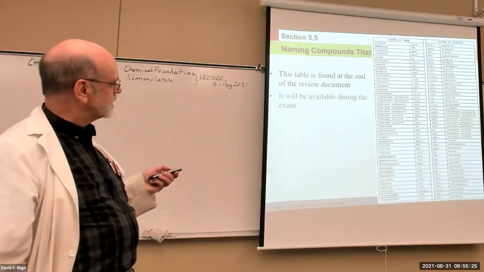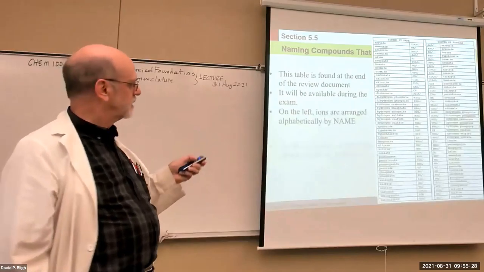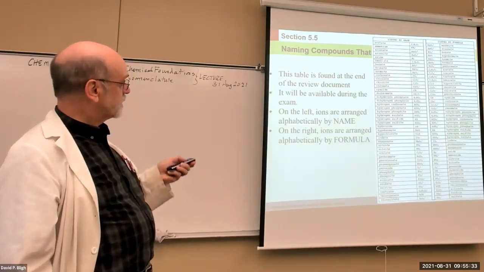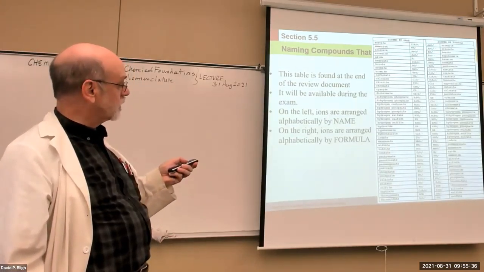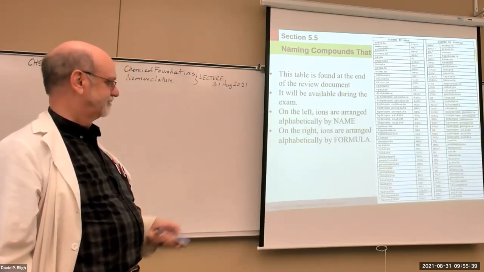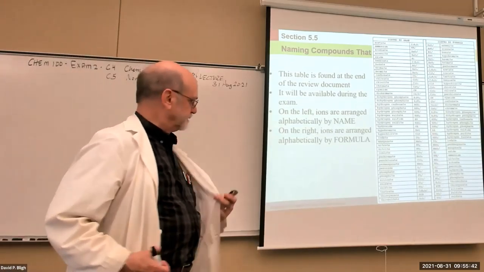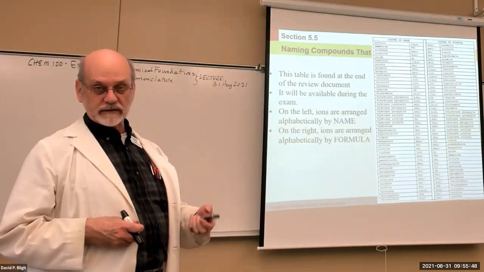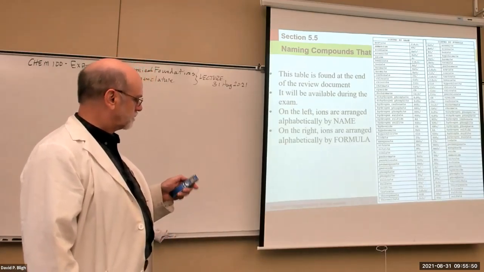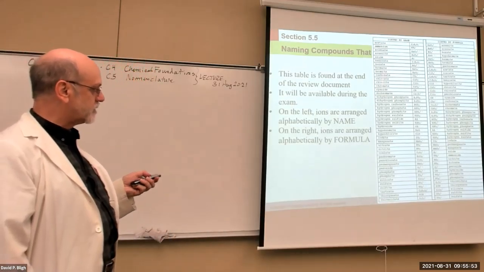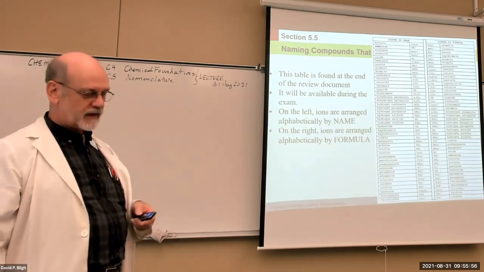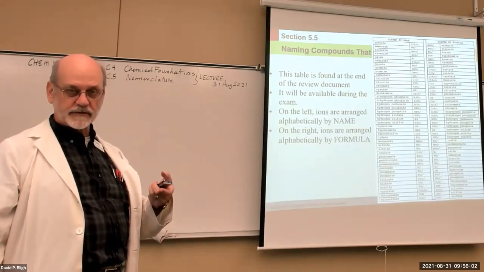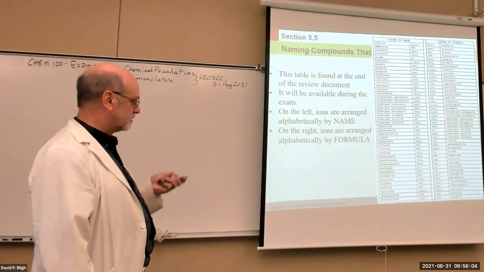There's your list. Notice that this list is duplicated. This is a duplicate of this side over here. This is sorted by name. This is sorted by formula. So you got two ways to look it up. The key is recognizing when you have a polyatomic and go look for it. So you need to familiarize yourself with these and use them as much as possible. That's what that review document and the extra credit name your compound is for, to give you practice using these things.